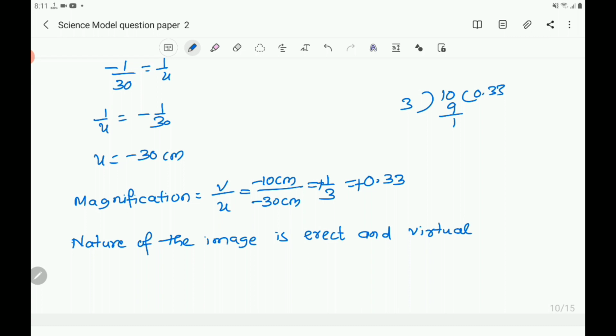So you got the answer here. The object distance is 30 centimeter, so you write object distance 30 centimeter, and the magnification is plus 0.33, and it is an erect and virtual image as it is positive. Here you got minus by minus, which becomes positive.